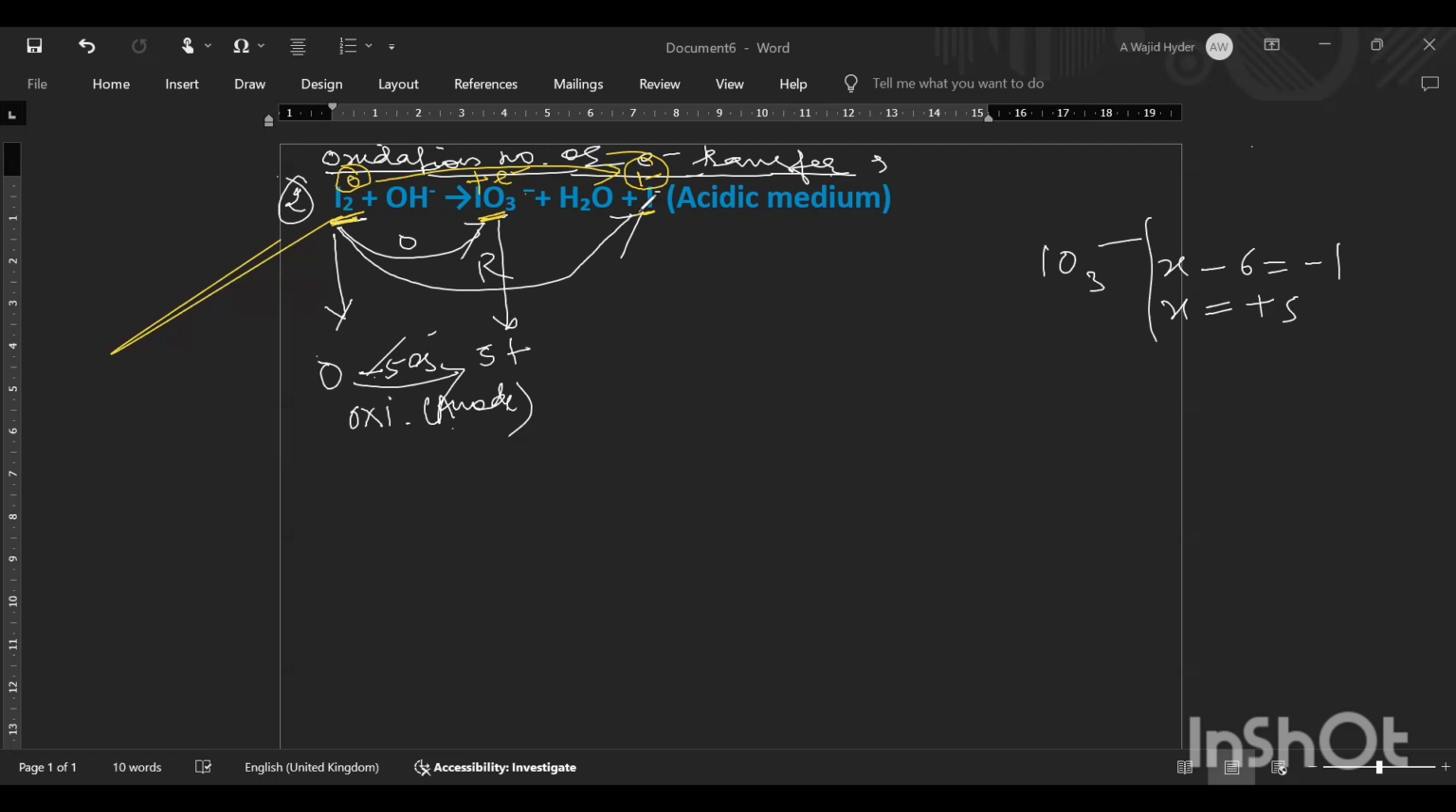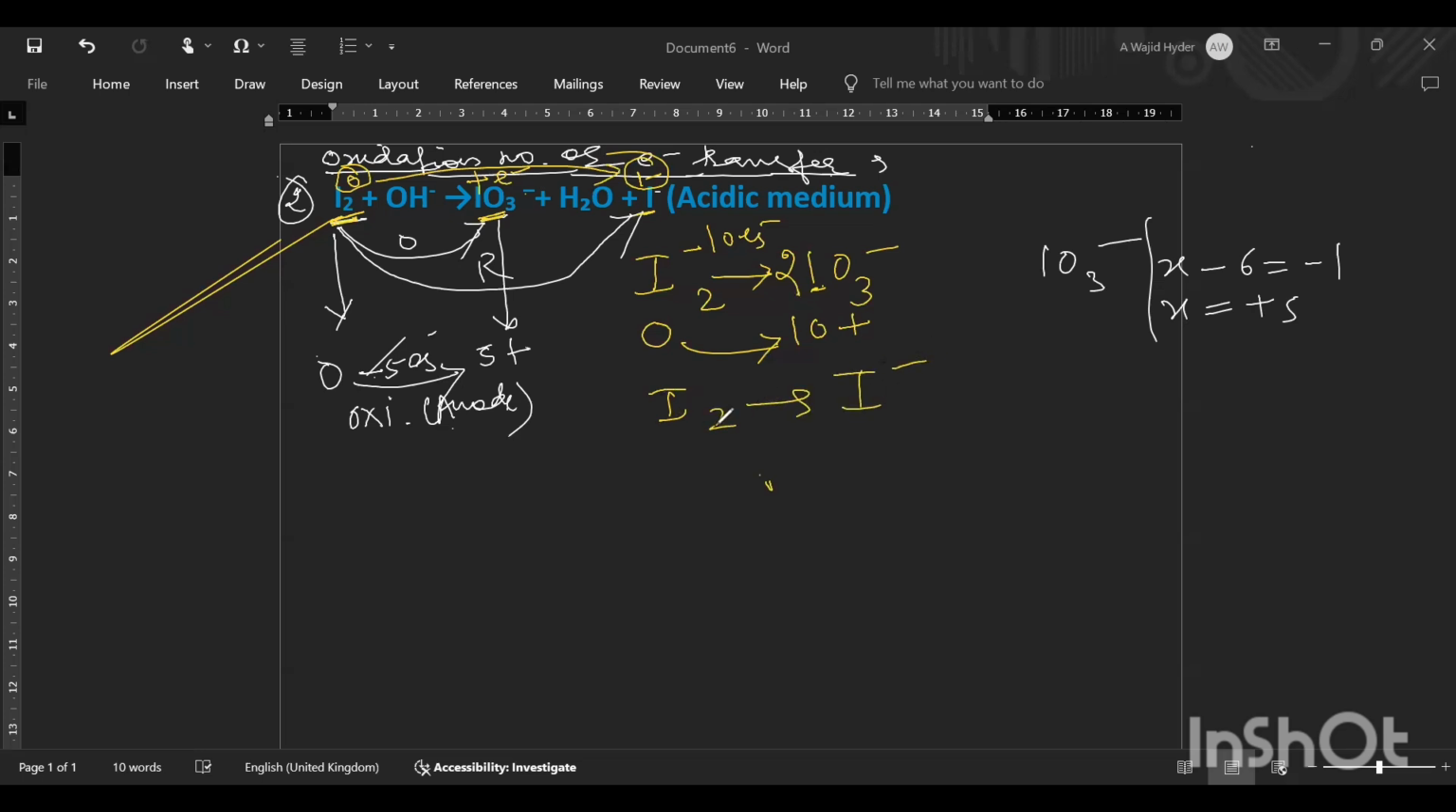Now we'll start balancing this equation. See, iodine is changing to IO3 minus. Here, how many iodine atoms are there? Here, 2 iodine atoms are there, but here it is 1 only. So write twice IO3 minus. This is 0. 1 iodine was having 5 plus charge. So 2 iodine will be having 10 plus charge. And how can this 0 be converted into 10 plus? By losing 10 electrons.